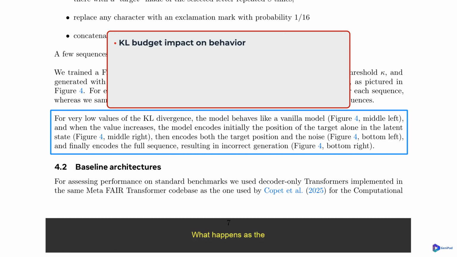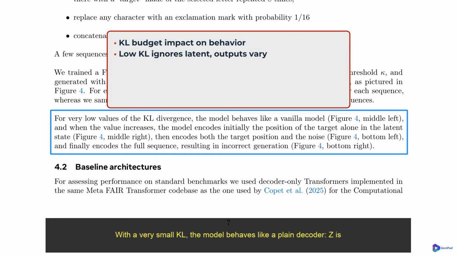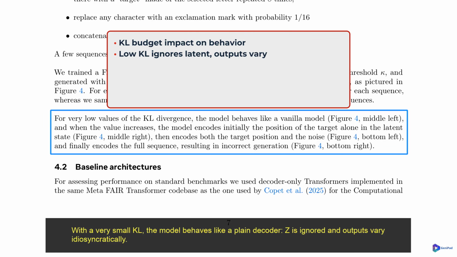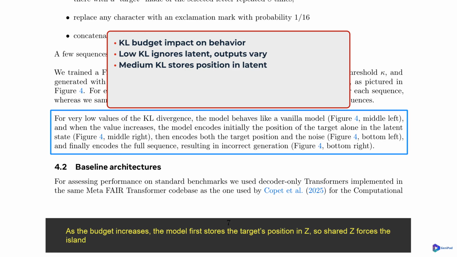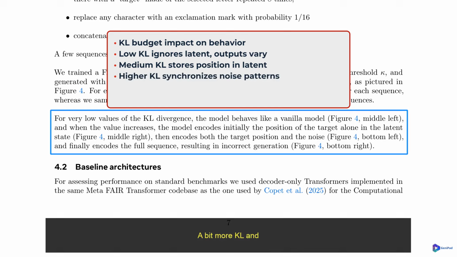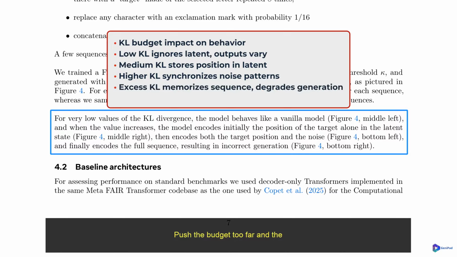What happens as the KL budget grows? With a very small KL, the model behaves like a plain decoder. Z is ignored, and outputs vary idiosyncratically. As the budget increases, the model first stores the target's position in Z, so shared Z forces the island to appear in the same place. A bit more KL, and it also records the noise pattern, synchronizing the exclamation marks across shared Z samples. Push the budget too far, and the encoder memorizes the entire sequence, so generation degenerates.